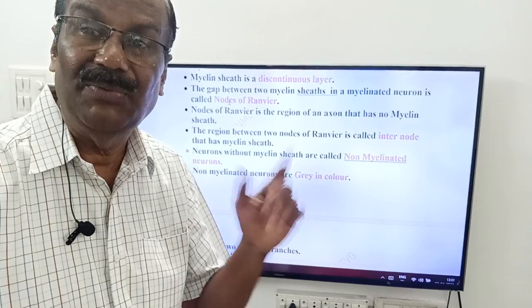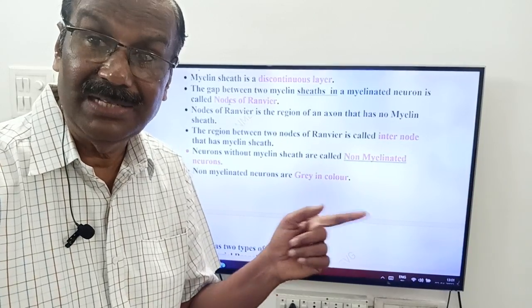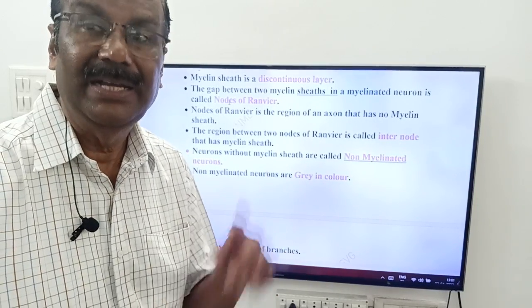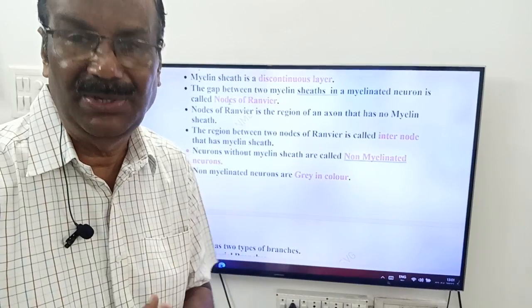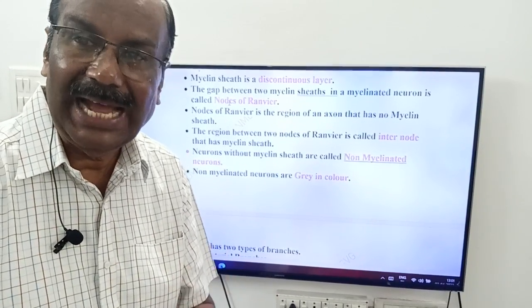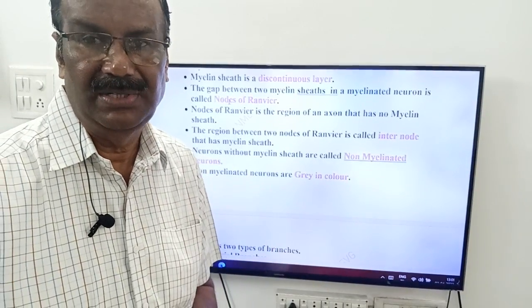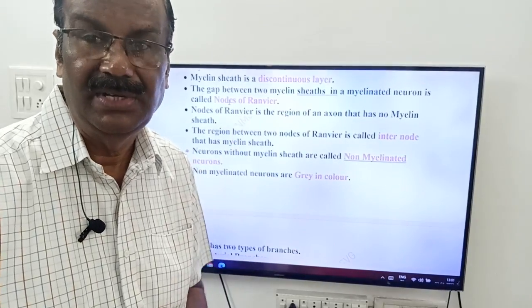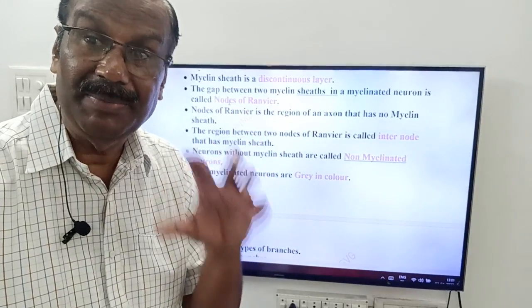For example, the brain has grey matter and white matter. The spinal cord has grey matter and white matter. Grey matter is made up of non-myelinated neurons. White matter has myelinated neurons. We will discuss this in the second year. White matter and grey matter, you have to remember it.